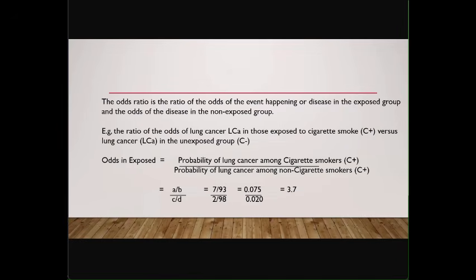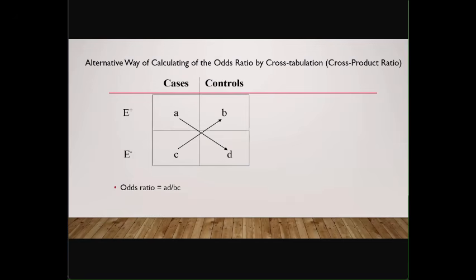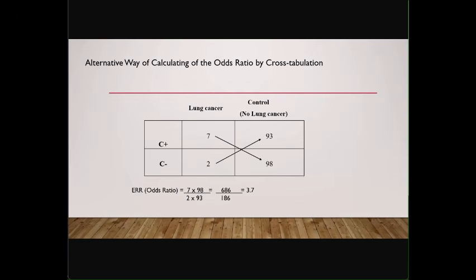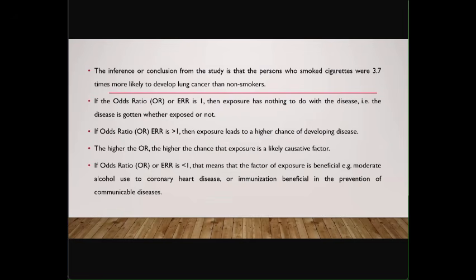A over B means 7 over 93. C over D means 2 over 98. Whatever I give you, all will give you the same. So when you do it, you have the same, right? Or if you substitute the figures, this is what you have. Now, you make an inference. What is the inference or the conclusion you draw from this study?